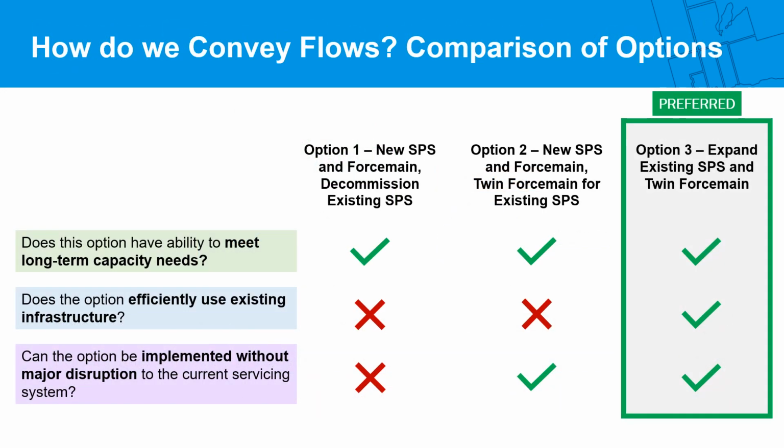In summary, we have three conveyance options. Options 1 and 2 do not meet all three mandatory criteria. Option 3, expanding the existing SPS and constructing a new Forcemain, is the only one that meets all the criteria. Therefore, it is the preferred option.